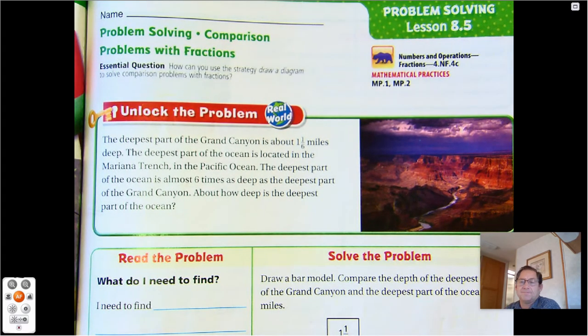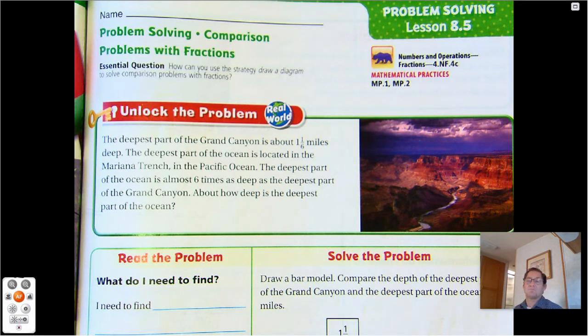Unlock the problem. The deepest part of the Grand Canyon is about 1 1/6 miles deep. The deepest part of the ocean is located in the Mariana Trench in the Pacific Ocean. The deepest part of the ocean is almost 6 times as deep as the deepest part of the Grand Canyon. About how deep is the deepest part of the ocean?